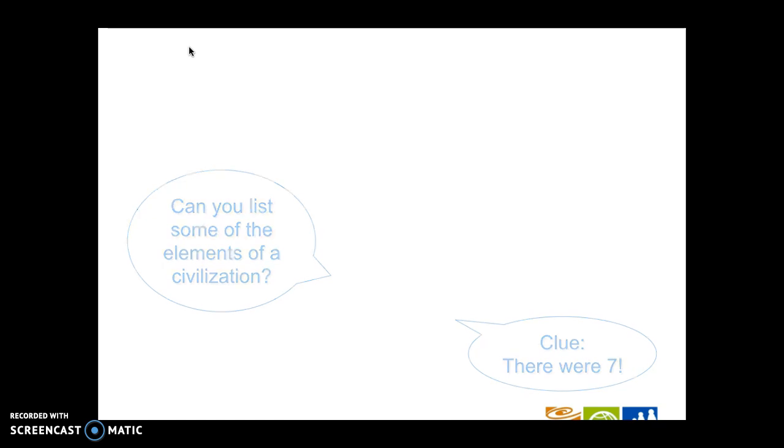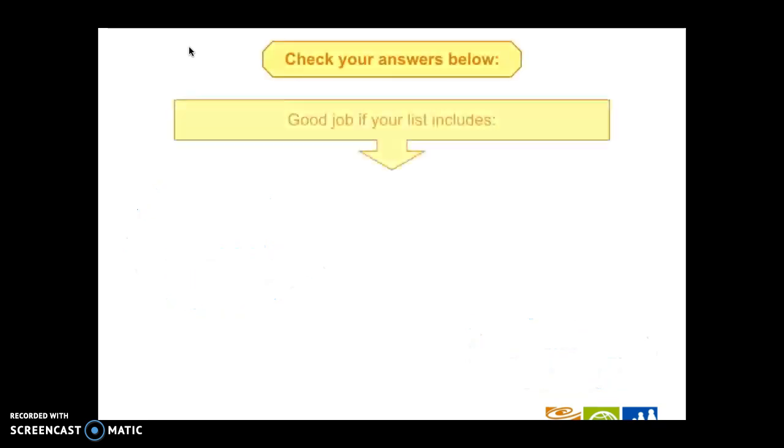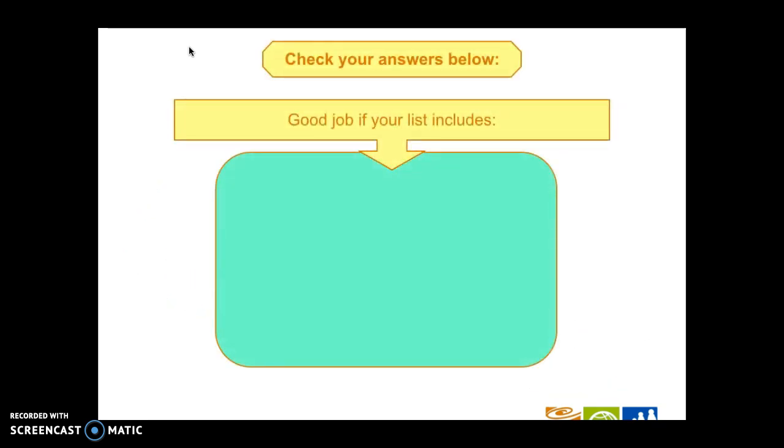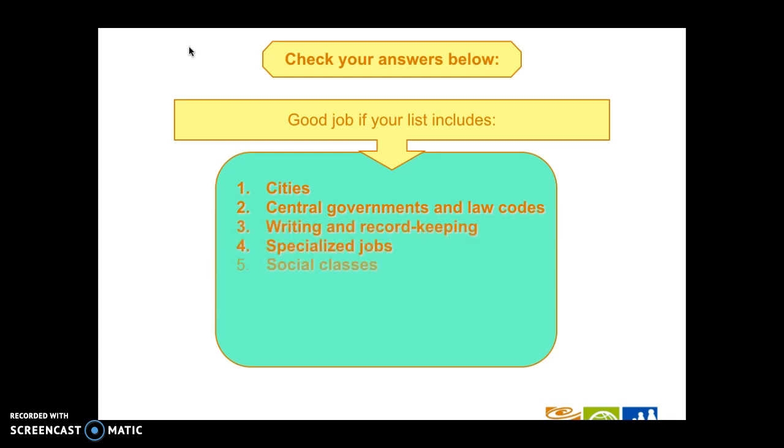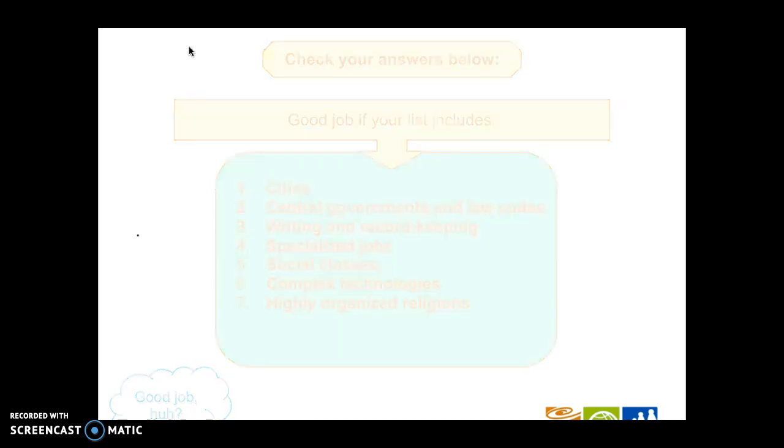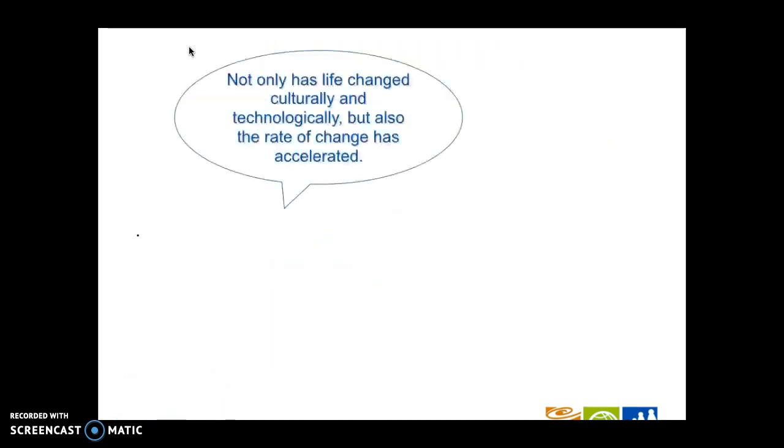Okay, did you get them? Well, let's find out. So here they are. If your list includes the following, then you did well. Cities, a central government, and law codes, writing and record keeping, specialized jobs, social classes, complex technologies, and highly organized religions. Okay, I'm assuming you got those all because I believe in you.